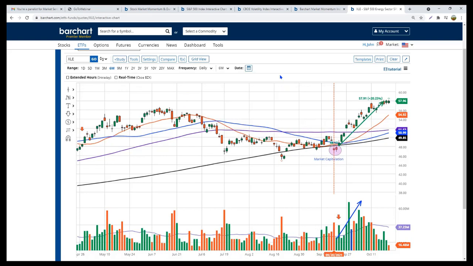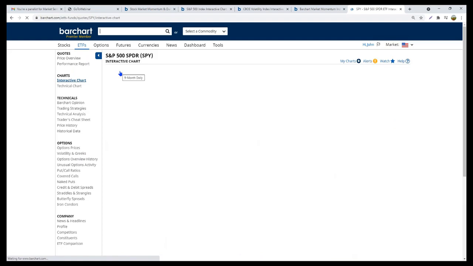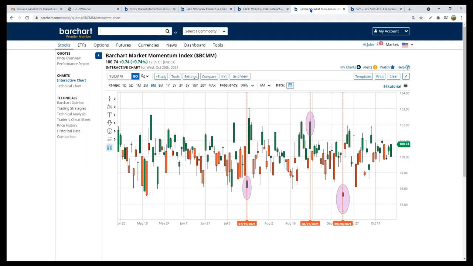So let me go back to the S&P. Actually, let me change this back to the SPY. And let's go back to that market momentum. All right. So there are two other outliers here that I wanted to look at, the August 27th and the July 19th.